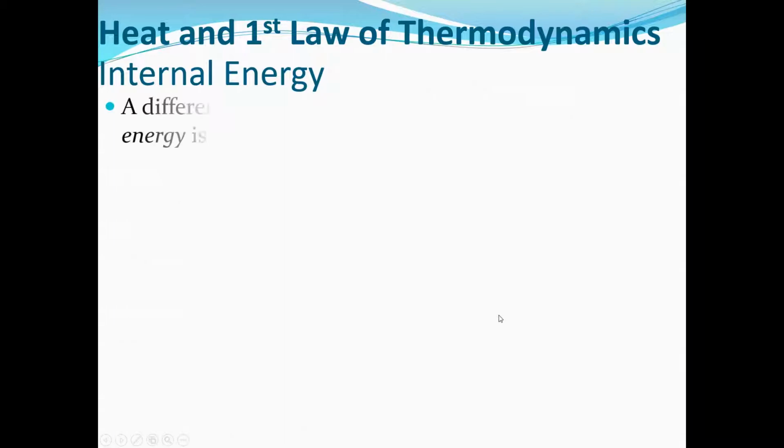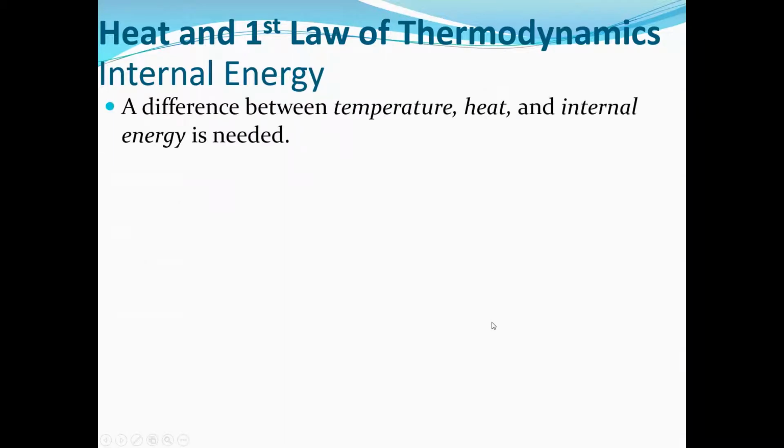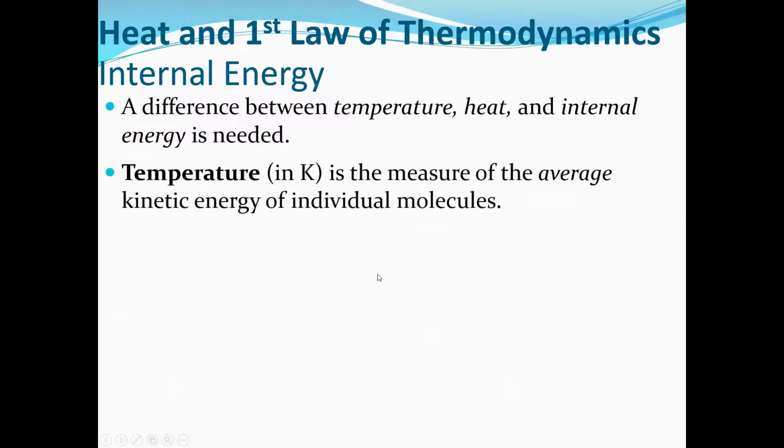All right. This leads into something called internal energy. Now, we have to actually define the difference between temperature, heat, and internal energy because they are very closely related, but with differences between them that make them important. So, temperature, as we know, is measured in Kelvin, and it's a measure of average kinetic energy of the individual molecules. Now, even though we call it a measure of the average kinetic energy, it is not an actual type of energy. It's its own thing. It's measured in Kelvin.